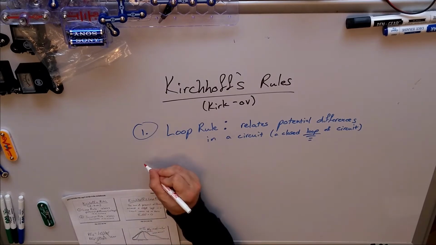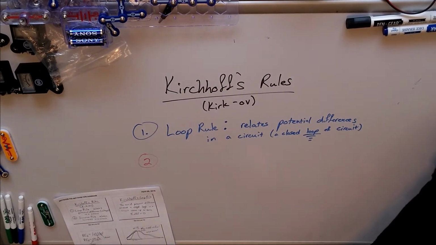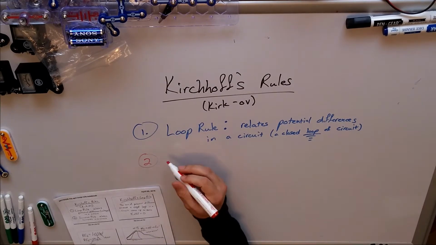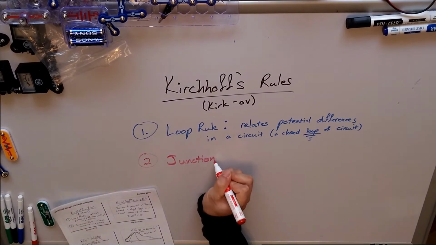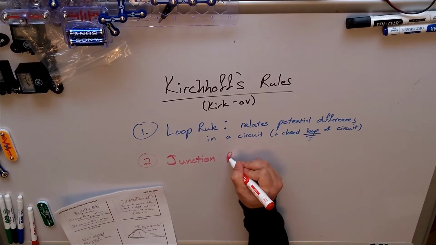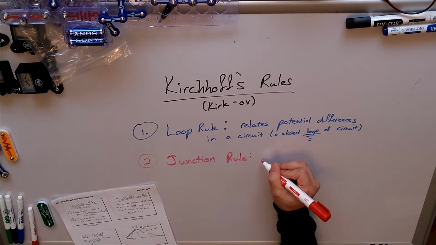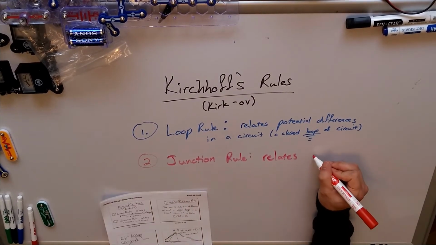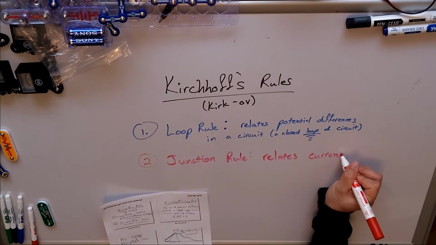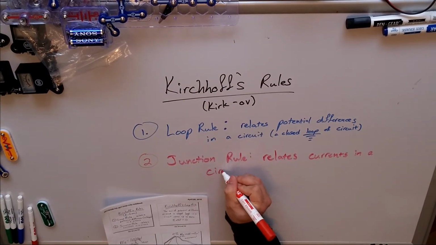All right, the other one that we just finished taking a look at, my red is a little sad face. Let's see if this one's any better. Probably not. Not very red. Junction rule. This one's sometimes called the current rule. I still like to call it junction rule myself, but it relates currents in a circuit.